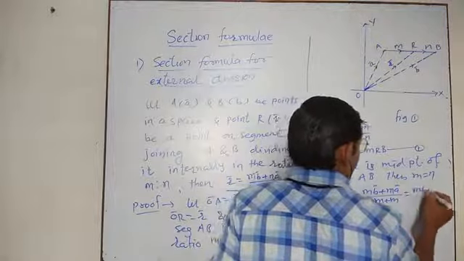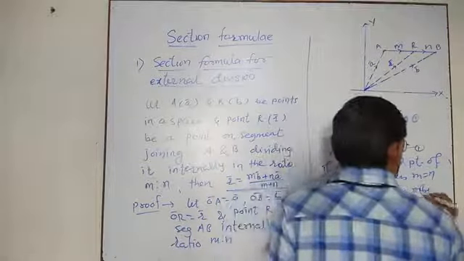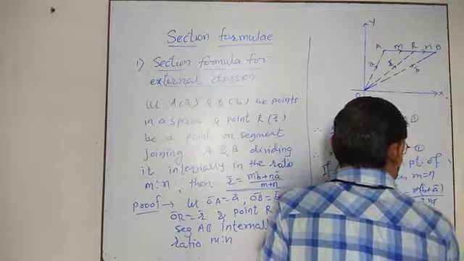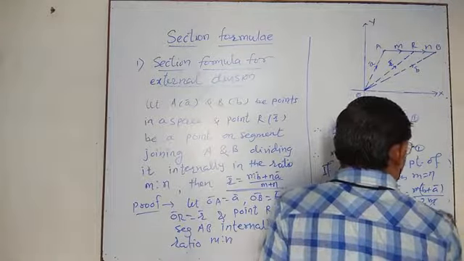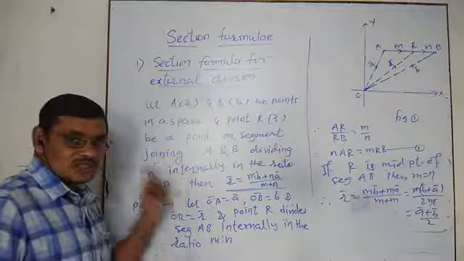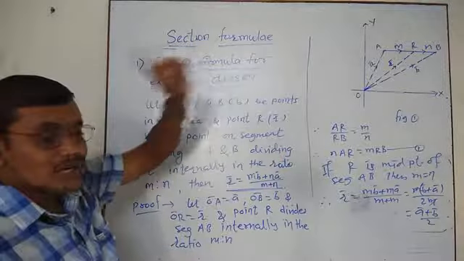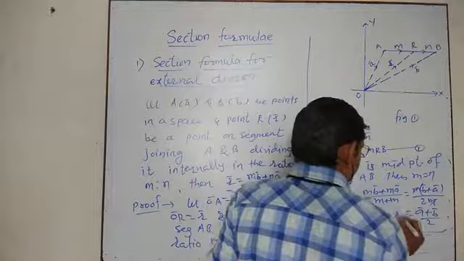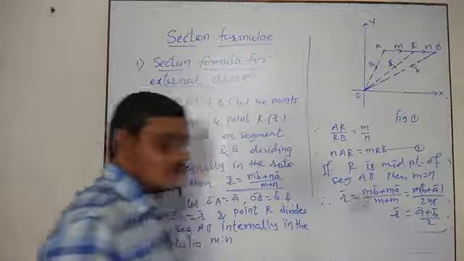M is common, so here it is (B bar plus A bar) upon 2M. M cancels. We write (A bar plus B bar) upon 2. This is the midpoint formula. If R is the midpoint of the segment AB, then the position vector of R is R bar is equal to (A bar plus B bar) upon 2.